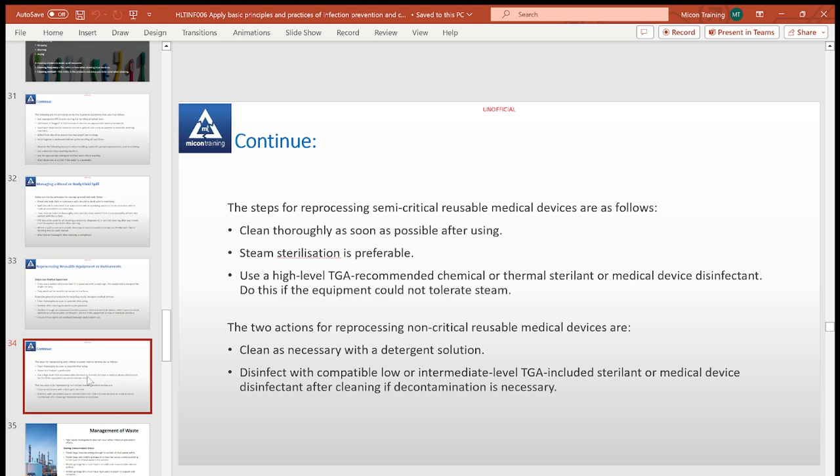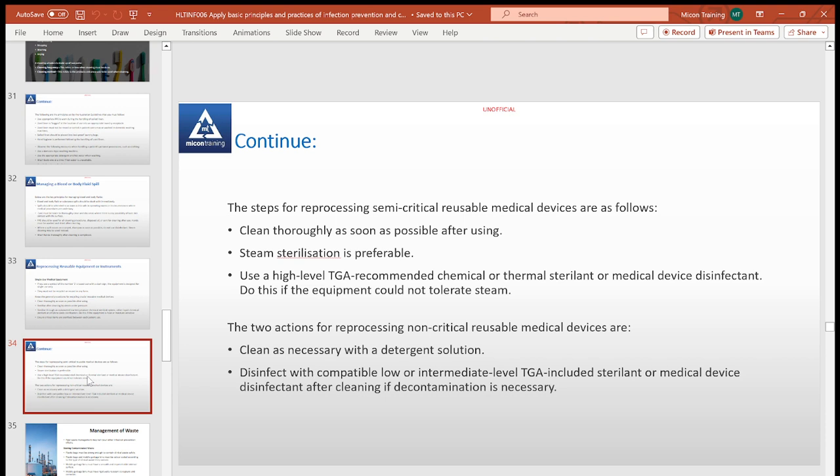The steps for reprocessing semi-critical reusable medical devices are as follows. Clean thoroughly as soon as possible after use. Sterilize, or steam sterilize if preferable. Use a high-level TGA recommended chemical, terminal sterilant or medical device disinfectant. Do this if the equipment cannot tolerate the steam.